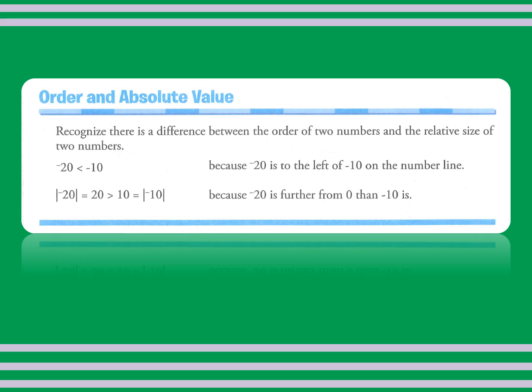Order and absolute value. Recognize there is a difference between the order of two numbers and the relative size of two numbers. Negative 20 compares to negative 10. Negative 20 is less than negative 10 because negative 20 is to the left of negative 10 on the number line. The absolute value of negative 20 equals 20, which is greater than 10, which equals the absolute value of negative 10, because negative 20 is further from 0 than negative 10 is.